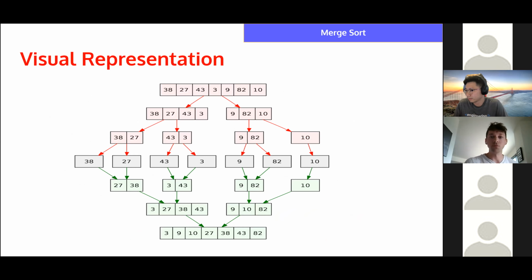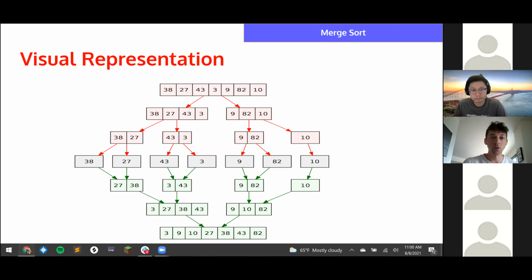A tree helps visualize things. You can see there's this divide step where we're repeatedly breaking it in half until we have arrays that are one element, which is by definition a sorted array. And then we can begin the conquer step of divide and conquer and merge each one by picking the lowest one at a time.